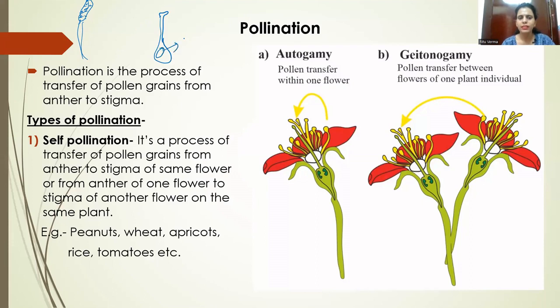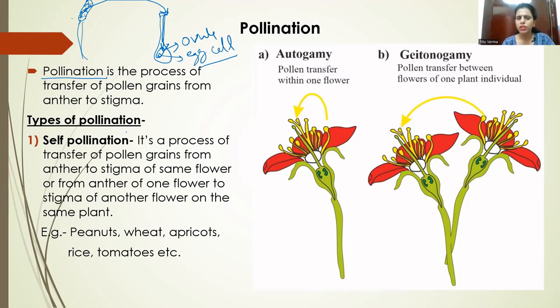Inside the ovary there is ovule and inside the ovule there is egg cell. This egg cell is actually the female gamete. So transfer of pollen grains from anther to stigma is required so that the male gamete present inside the pollen grain can go and fertilize this egg cell. This process of transfer of pollen grains from anther to stigma is known as pollination. Hence, pollination can be defined as the process of transfer of pollen grains from anther to stigma.